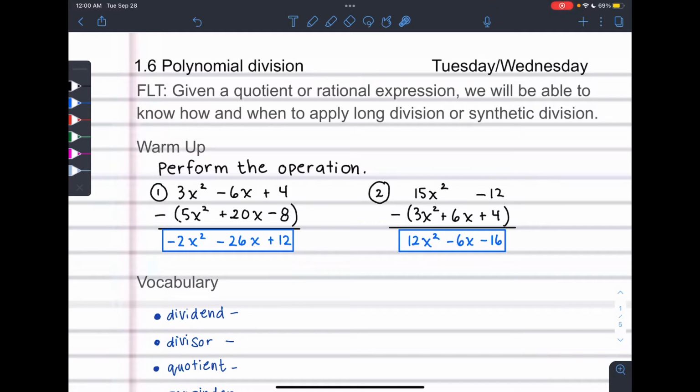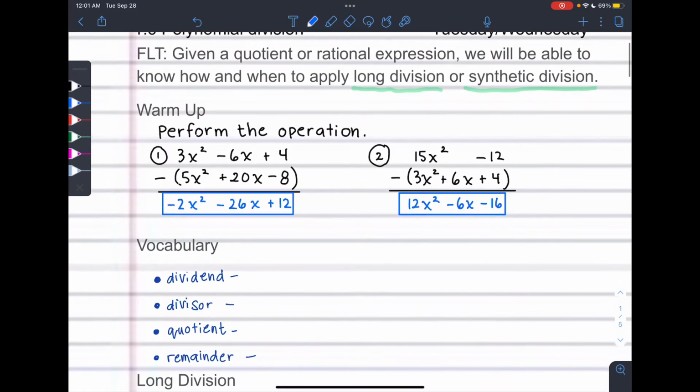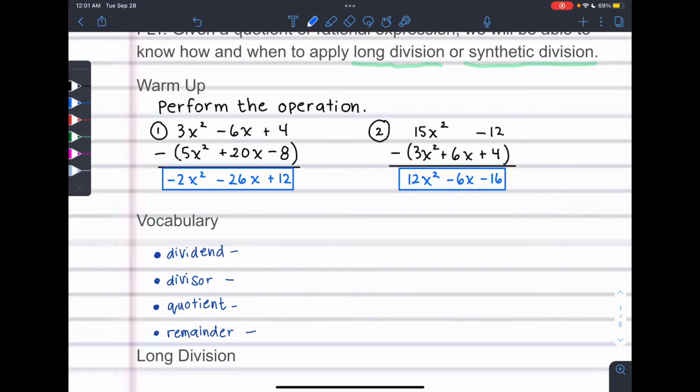So with the FLT, given a quotient or rational expression, we will be able to know how and when to apply long division or synthetic division. Okay, so there's two methods of division that we can cover with polynomials. And the first one that we're looking at is long division. If you think about long division with numbers, it's very, very similar to that process. And it also includes similar vocabulary.